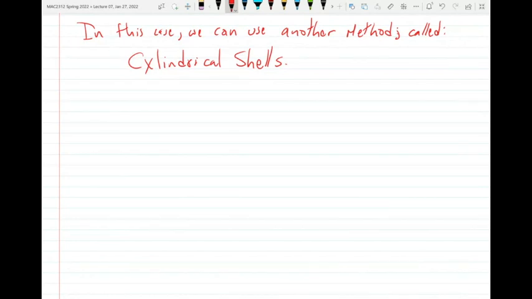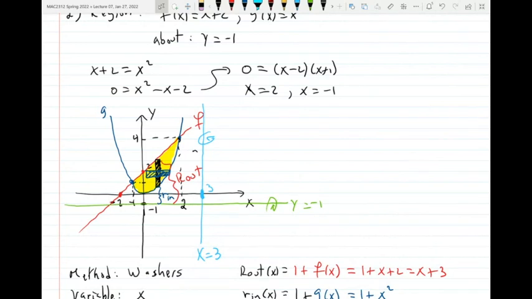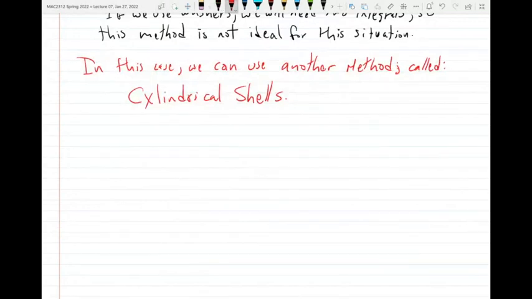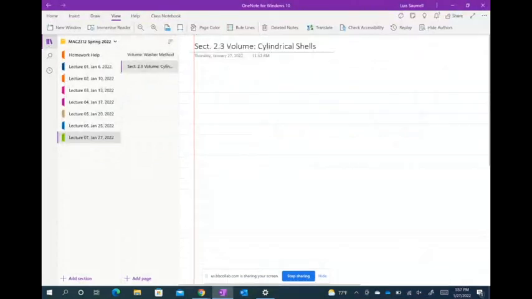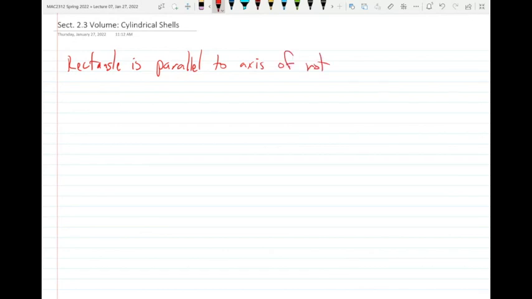So again, the point here is that we want to deal with the situation in which a rectangle is parallel to the axis of rotation. So, a rectangle, put it here. This is when the rectangle is parallel to the axis of rotation. Remember, this is how you can identify the method. In the 2 methods that we have discussed so far, the rectangle is always perpendicular. This one, the feature is that it's parallel.